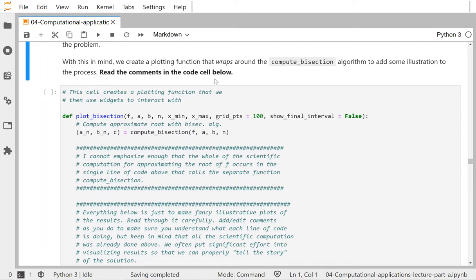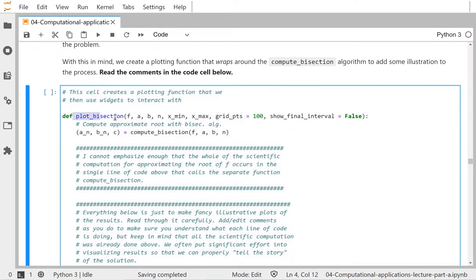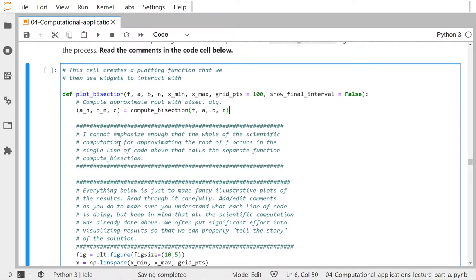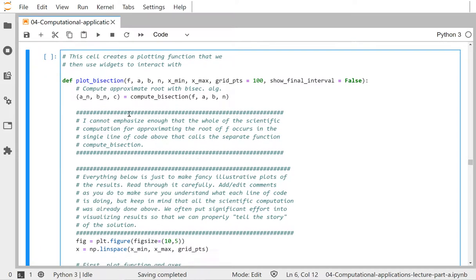You should really read the comments in this code cell below. So now I'm defining a plot bisection function. It has many inputs that are similar to compute bisection. Additionally, it has some other parameters that are for plotting only. Now, this is the entirety of the bisection algorithm computation. It occurs here where I call the compute bisection function. So this function references this other function, and then it asks for the outputs of it.